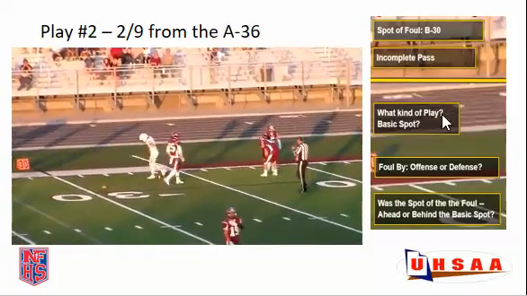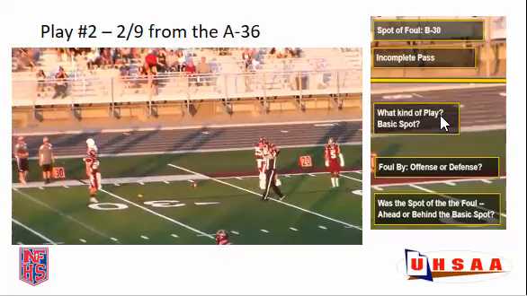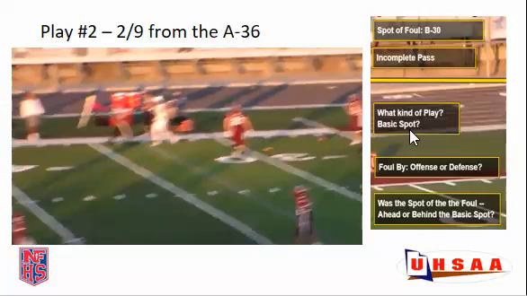So what kind of a play is this? In this case, it's a loose ball play. Where is the basic spot? For loose ball plays, it's the previous spot or the A36-yard line. Is this a foul by the offense or the defense? In this case, it's the defense. And was the spot of the foul ahead of or behind the basic spot of the A36? Well, it's well ahead of the basic spot. So, referring to your chart, this is the upper right quadrant. We will use the basic spot and penalize 15 yards from the A36-yard line.